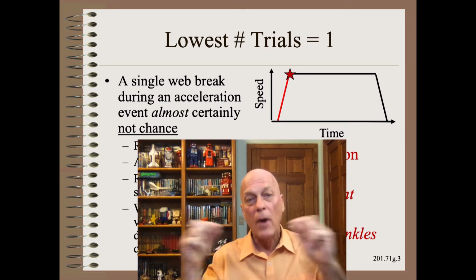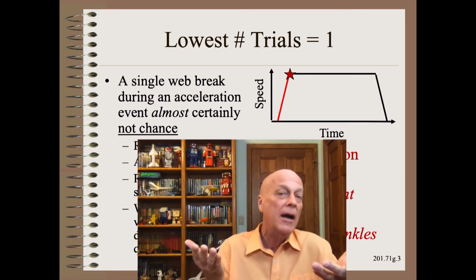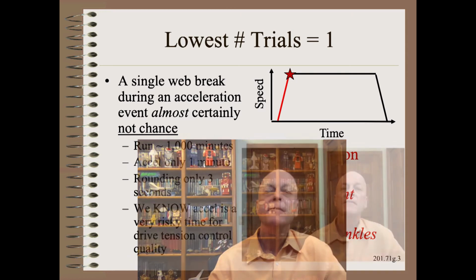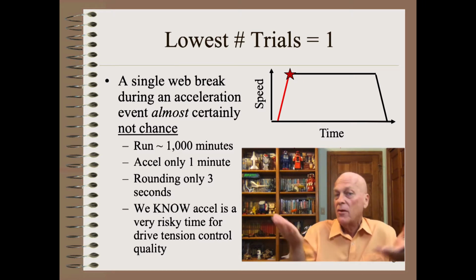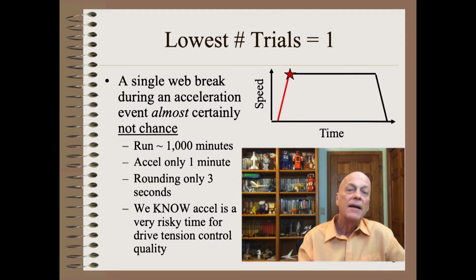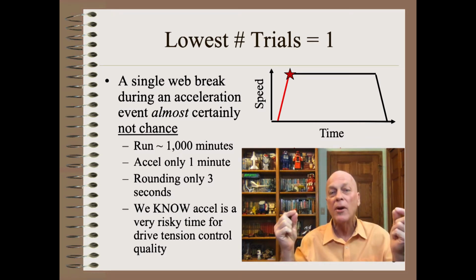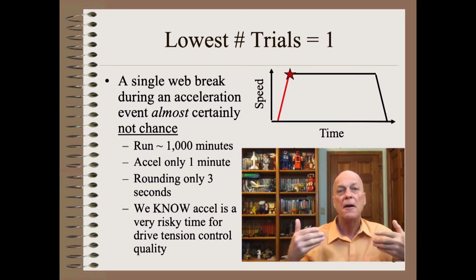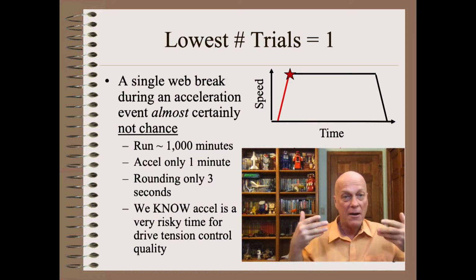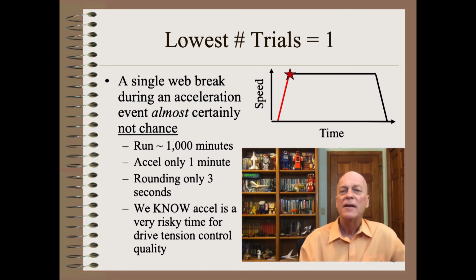The unknown web break could be elsewhere in the startup ramp, and the principle would be the same. Note that the runtime between down is about 1,000 minutes on the average for a continuous coder. Yet the acceleration itself is only about 1 minute long. The odds of unknown web breaks favoring the ramp by sheer coincidence is very remote. Very, very remote. So something about the ramp is risky for web breaks.